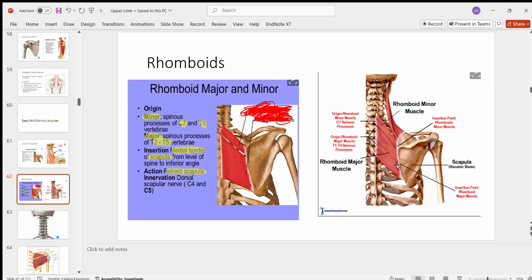The action of these two muscles combined is retraction of scapula, and they are innervated by the dorsal scapular nerve having a root value of C4 and C5. So that's all about the muscles connecting vertebral column with the upper limb, also called the posterior axio-appendicular muscles. Thank you.